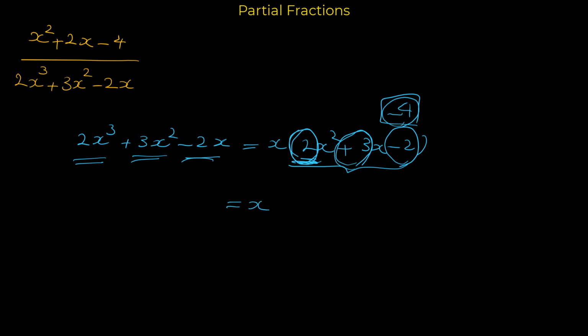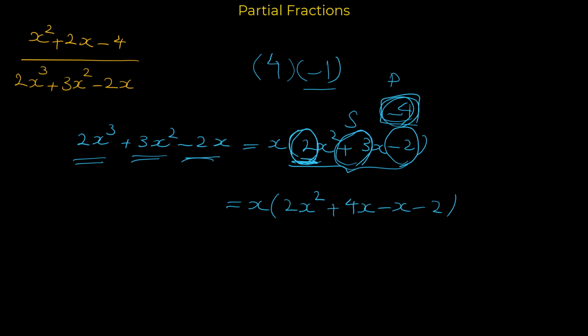So we write the expression in the bracket in the form of 2x^2 + 4x - x - 2. Again, why we did this? Because negative 4 is the product and 3 is the sum. Those two numbers whose product is negative 4 are basically 4 and negative 1. And the sum of these two numbers is exactly 3.